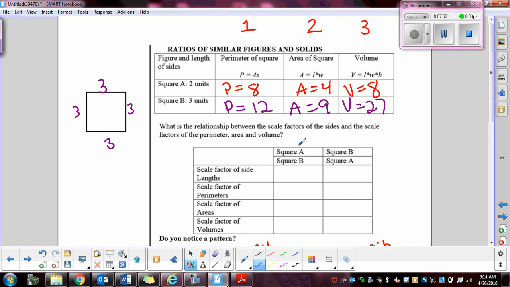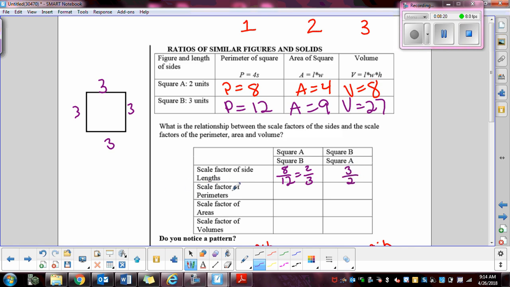And we're just going to compare them. The scale factor of the side lengths, A to B. So we're going to put the one with 2 units on top. So we have 8 over 12, and we can simplify that. 8 divided by 12, plug that in your calculator, and that gives us 2/3. If we want B on top, then that will be 3 over 2.